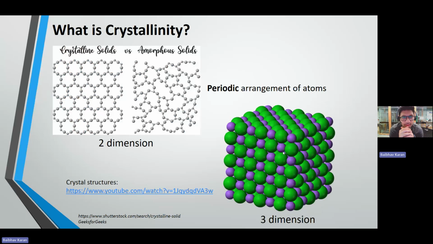We started this course with defining crystallinity. Crystallinity is the periodic arrangement of atoms inside a solid. Based on this periodic arrangement, there are two types of solids: crystalline solids and amorphous solids. In crystalline solids, we see periodic arrangement of atoms, whereas in amorphous solids, this periodic arrangement of atoms is not present. This figure is in two dimensions. But as we go into three dimensions, we will be seeing the periodic arrangement of atoms in three dimensions, whereas in amorphous solids, there will be no periodicity observed in three dimensions.